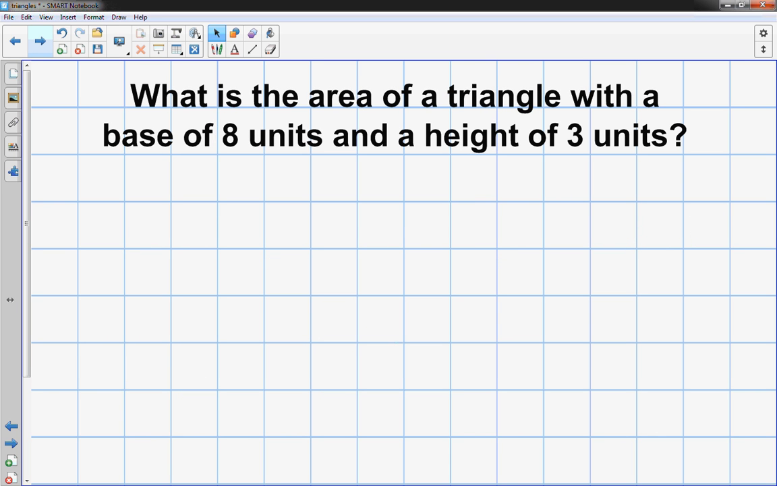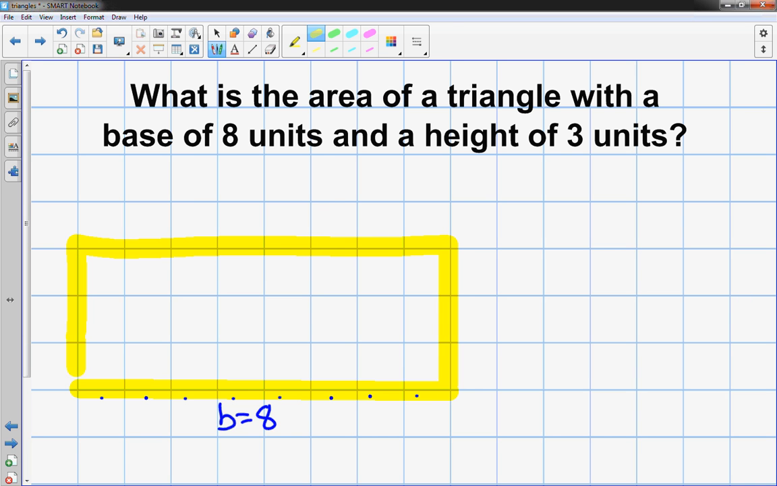Alright, last one. What is the area of a triangle with a base of 8 units and a height of 3 units? I'm going to do the same thing. I'm going to make it a non-right triangle. So 8 and 3. So the base is equal to 8. I believe that's 8. 1, 2, 3, 4, 5, 6, 7, 8. A height of 3. So height of 3. Got my rectangle.